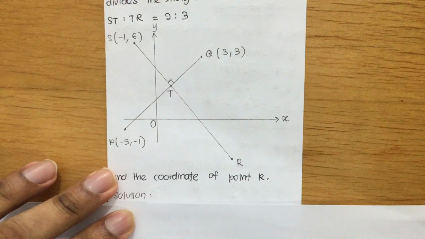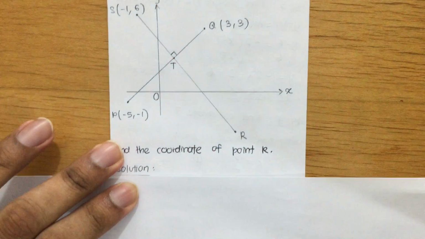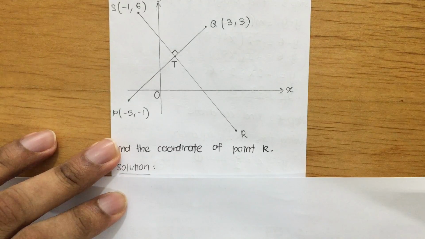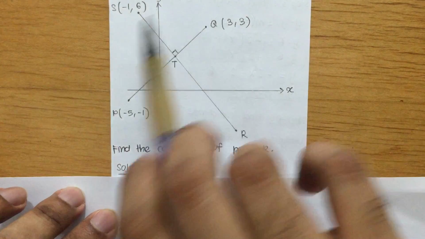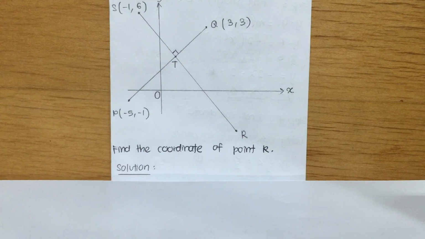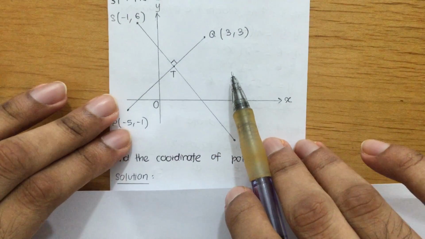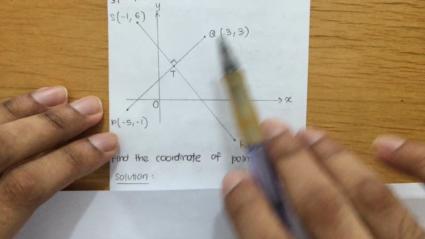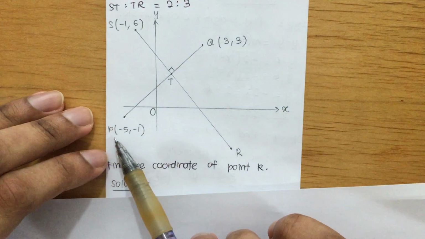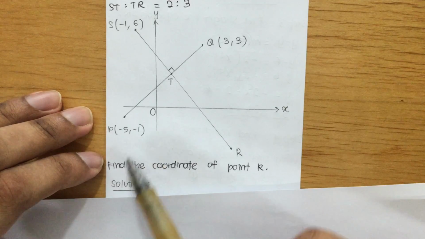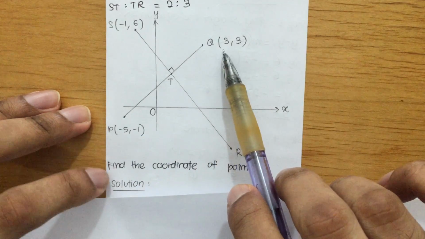So this is the solution. We're going to start with step 1. We look at this graph diagram first. These information are pretty clear over here. They already give us the point P, which is -5, -1, and then point Q, 3 and 3.